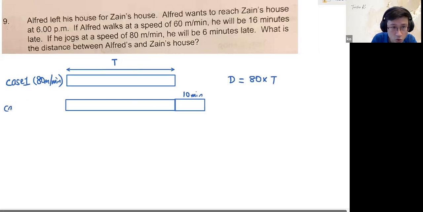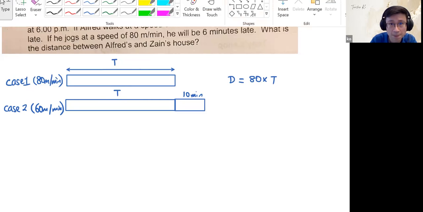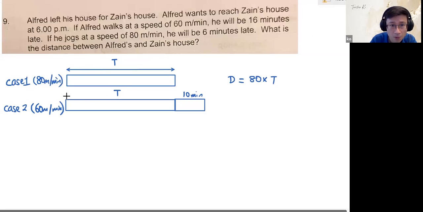So this is case two, where he's traveling at 60 meters per minute. Same thing, he travels for time t, the same as before, but he takes 10 minutes more than case one. In this 10 minutes, he travels at the speed of 60 meters per minute. Speed times time, which is 60 times 10 minutes, is 600 meters.